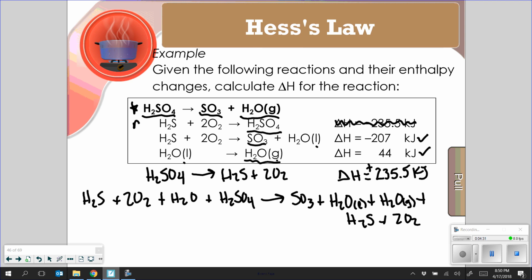And so now what I can do is go through, and just like I did when I did net ionic equations, I can cancel off the entities that are on both sides, my products and reactants that are on both sides.